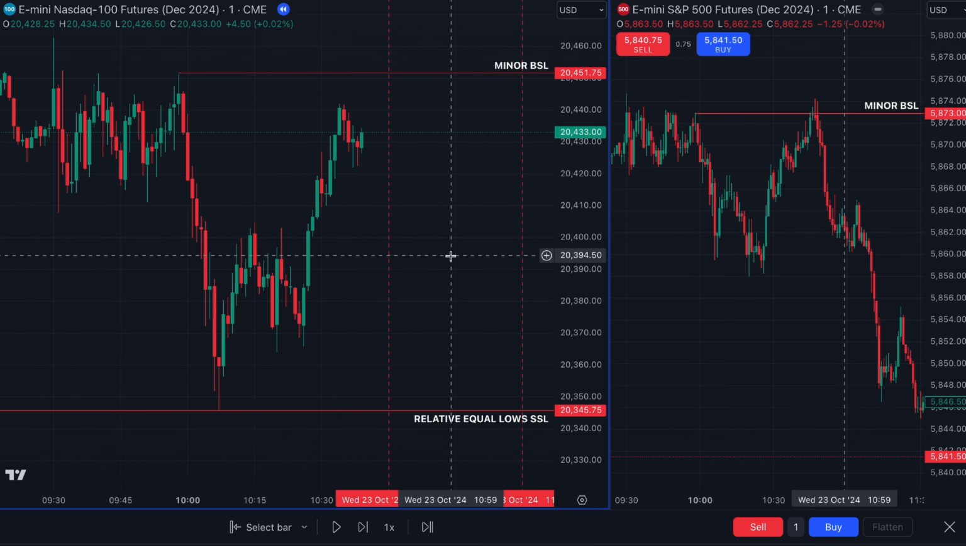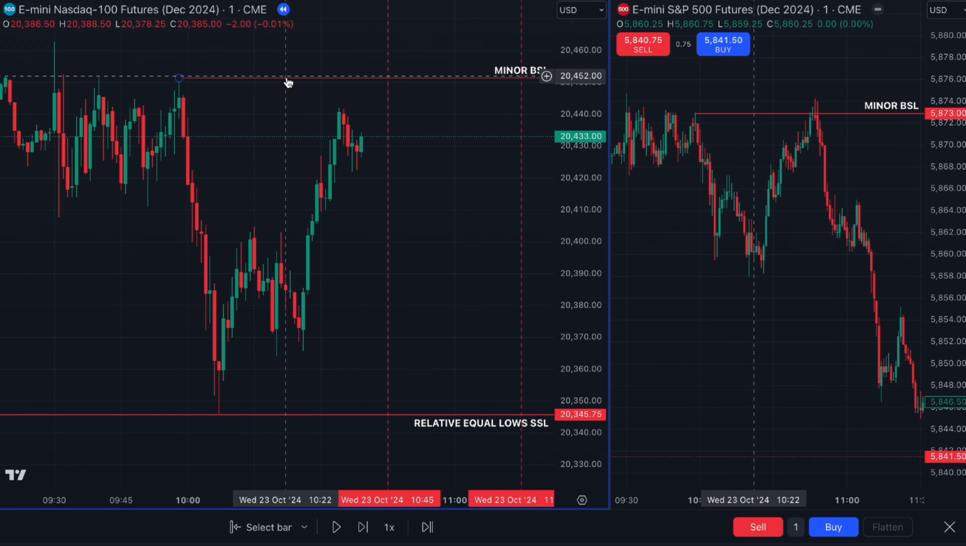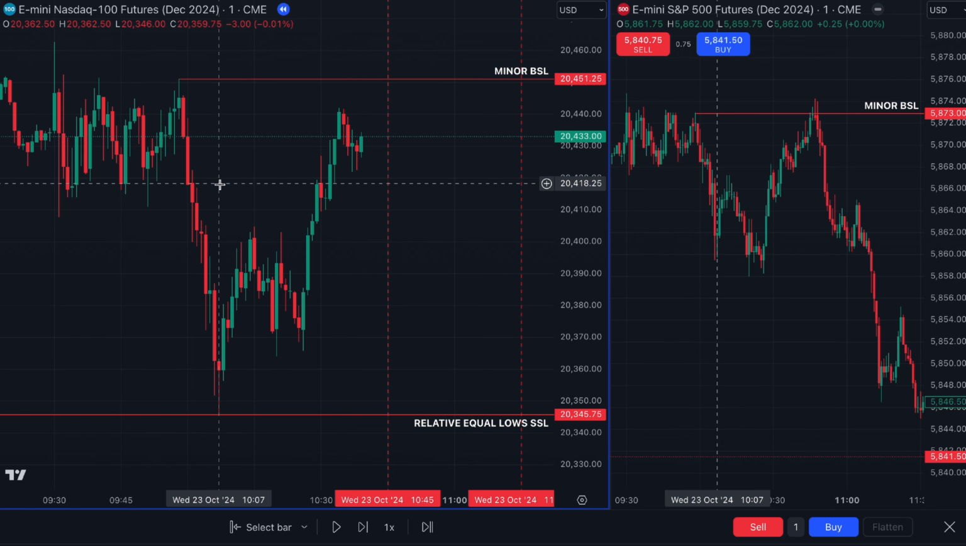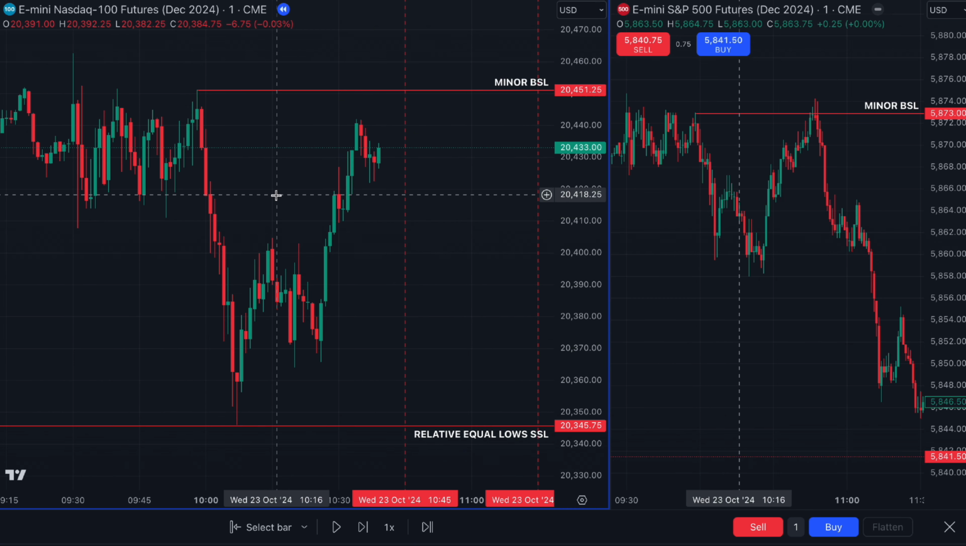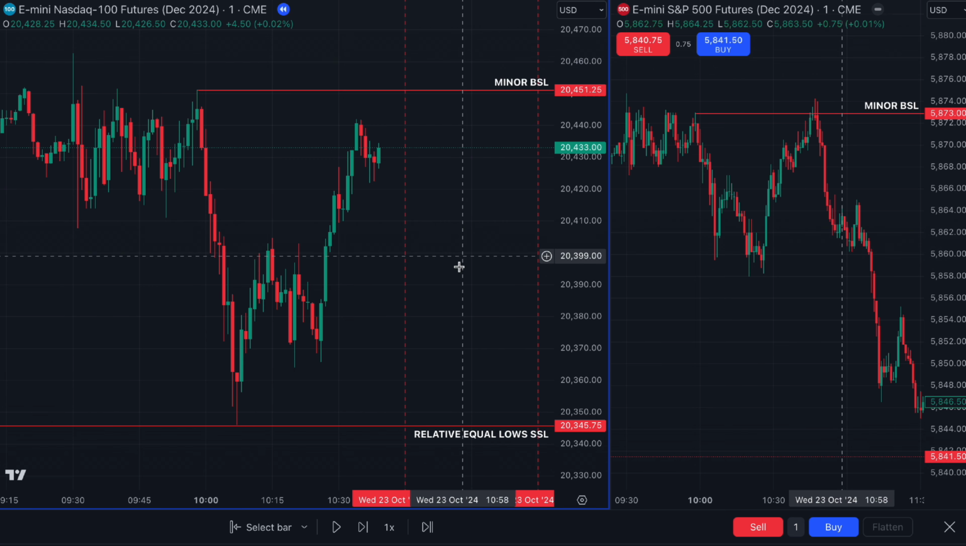We have this level of minor buy side liquidity, and now let's monitor price prior to the second day macro to see whether these two levels get taken out as price retraces back to a premium, and then we can look to target the opposing liquidity of these relative equal lows.